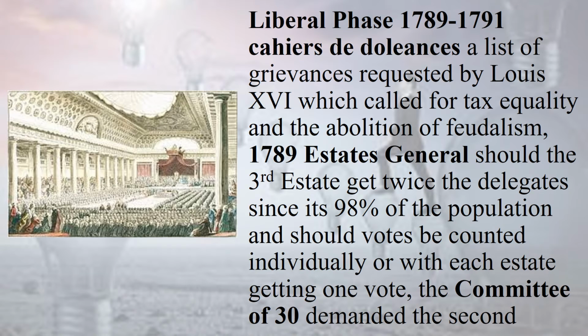In 1789, the Third Estate of the Estates General didn't think it was fair the way that votes were being counted. They were 98% of the population, but they still only got one vote, with the nobles getting one vote and the clergy getting one vote. So they thought that at the very least their vote should be counted twice, since they made up such a large amount of the population. And a group called the Committee of 30 demands that you give more voting power to the third estate.